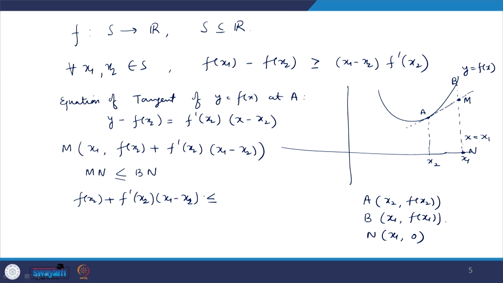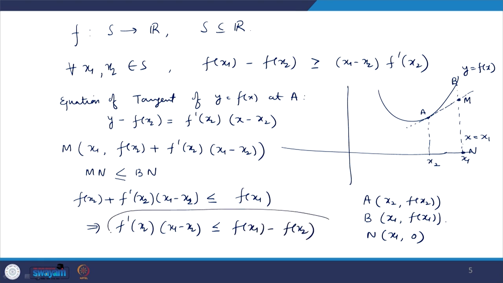BN means the y coordinate of point B. The y coordinate of point B is f(x1). So, this implies f'(x2)(x1 minus x2) is less than or equal to f(x1) minus f(x2). That means the same point which we are having here.